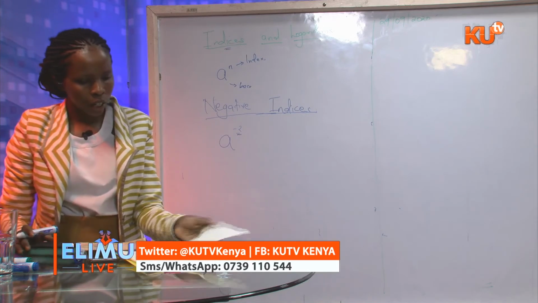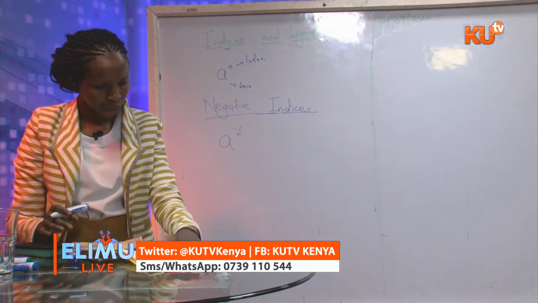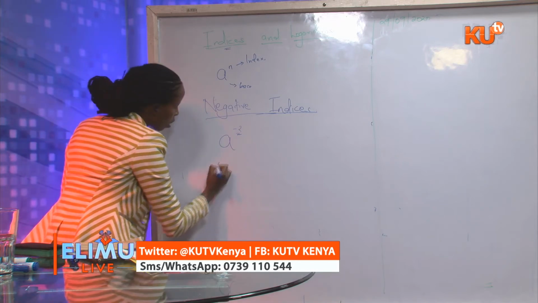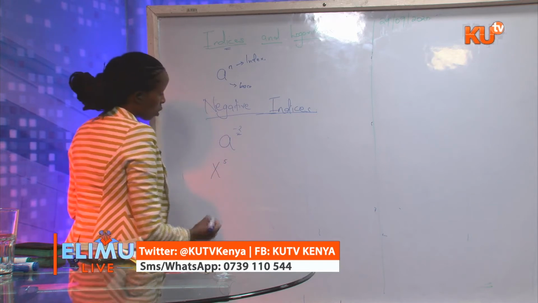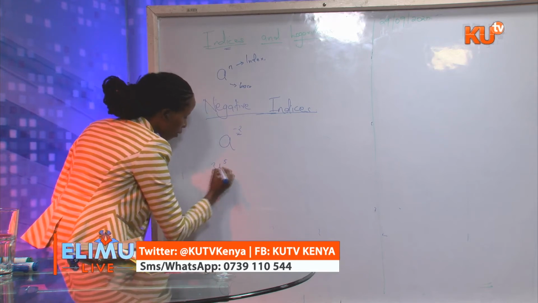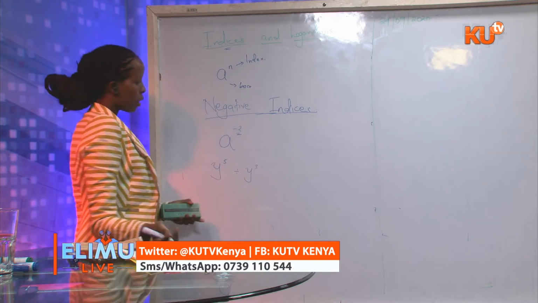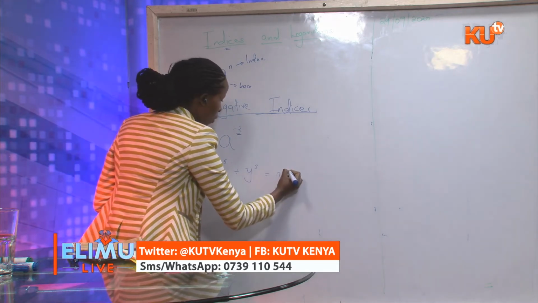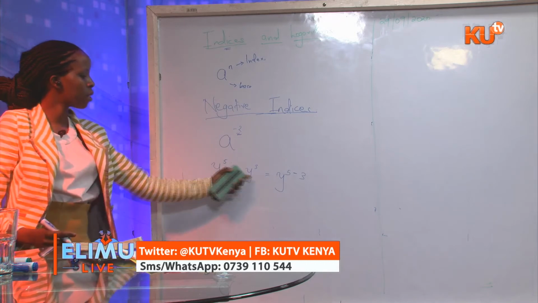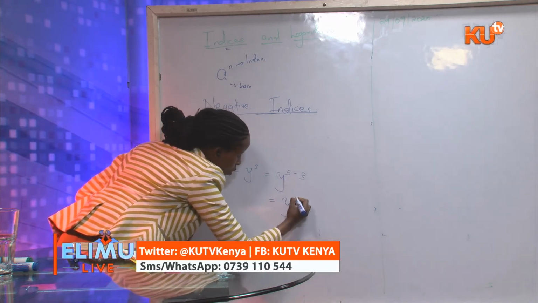And what should we know about negative indices? I want us to look at this. If I have y raised to 5 divided by y raised to 3, simply I'll say y to the 5 minus 3, because it is the second law of indices. If we have the same base, we subtract the powers. And this will give me y raised to 2.